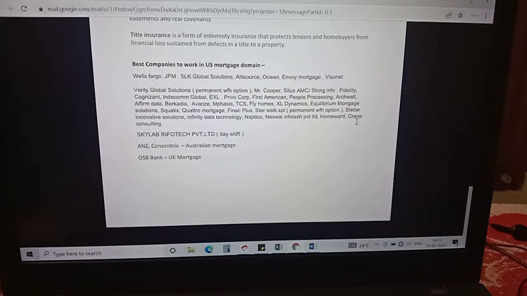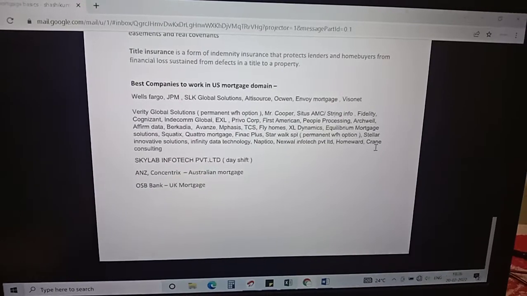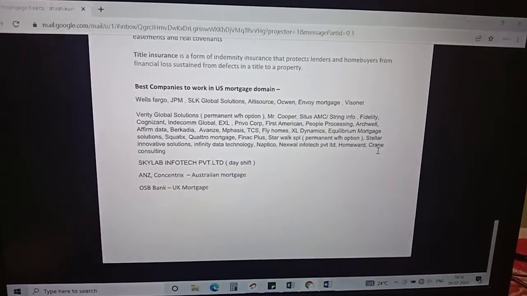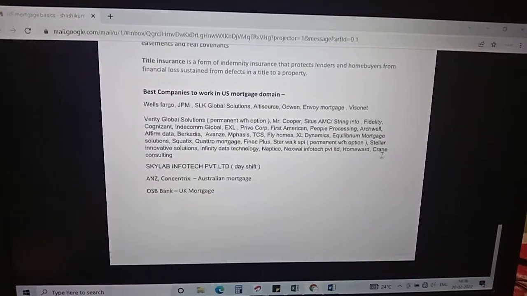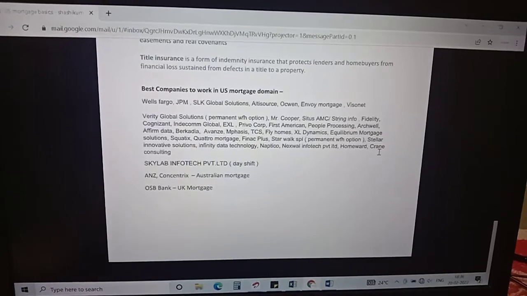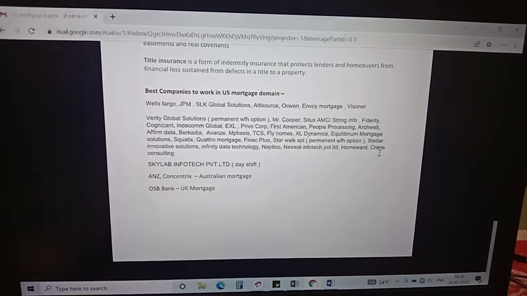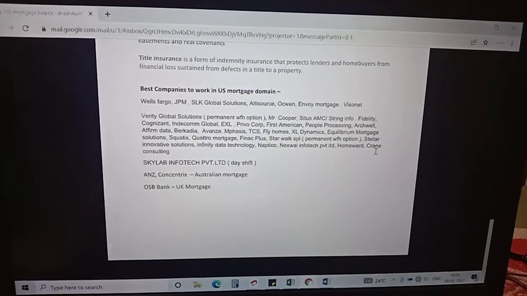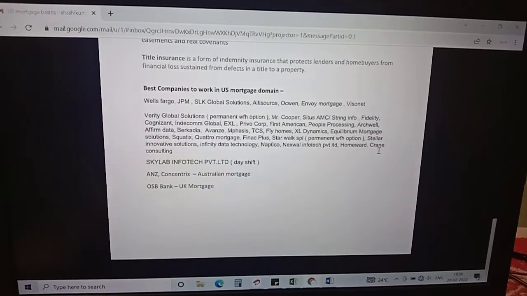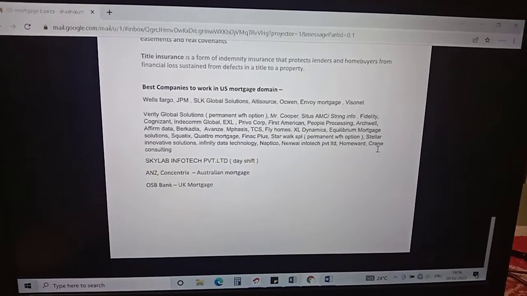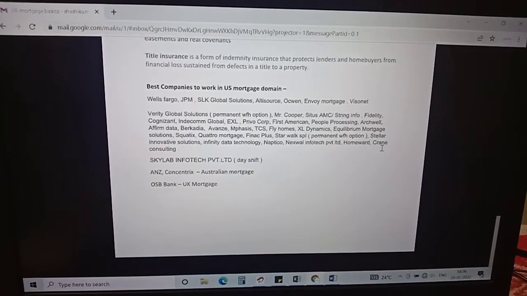And the last topic which we are going to discuss is the best companies to work for in the US mortgage field. In the first line there are a few companies, and in the second a few more: Wells Fargo, JP Morgan, SLK Global, Altisource, Ocwen, NY Mortgage, VisionNet. These are the companies which people usually prefer to go to. NY Mortgage is also a recommended company, and SLK also, and preferably the top two are Wells Fargo and JP Morgan. They have the US mortgage process, loan processing and all.